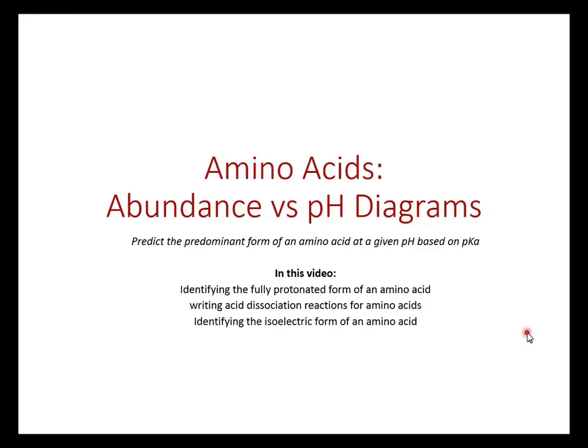In this video, we are working toward drawing abundance versus pH diagrams for amino acids and even proteins. We will start here by identifying fully protonated forms of amino acids, writing acid dissociation reactions for amino acids, and learning how to identify the isoelectric form of an amino acid.